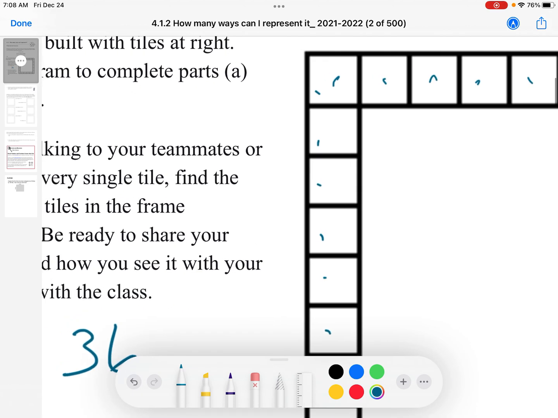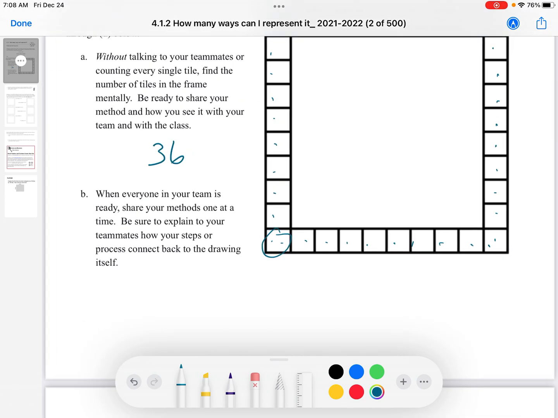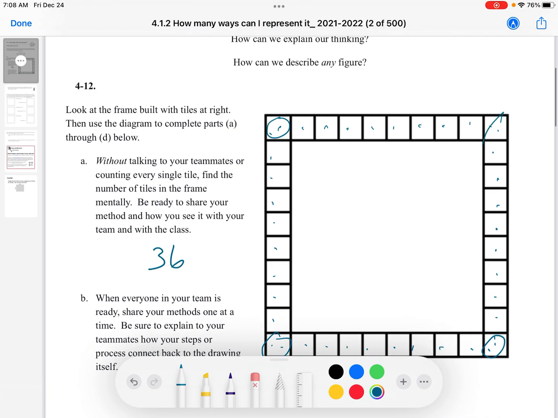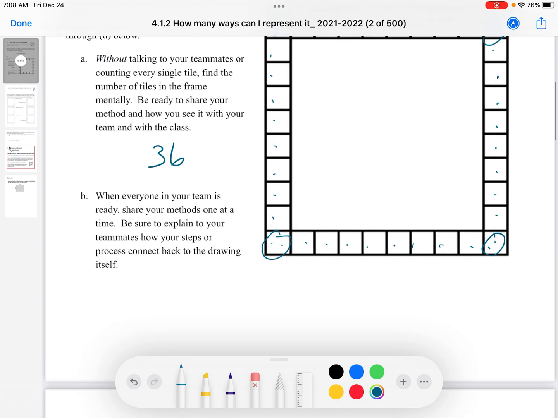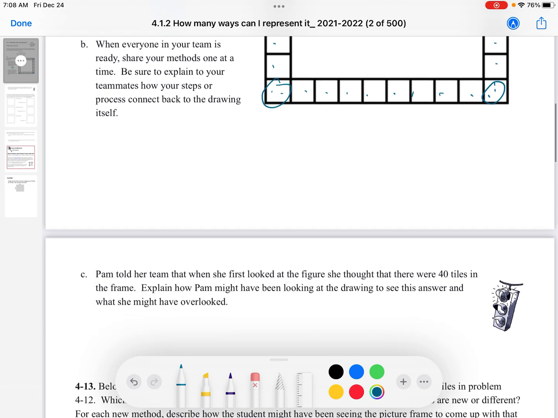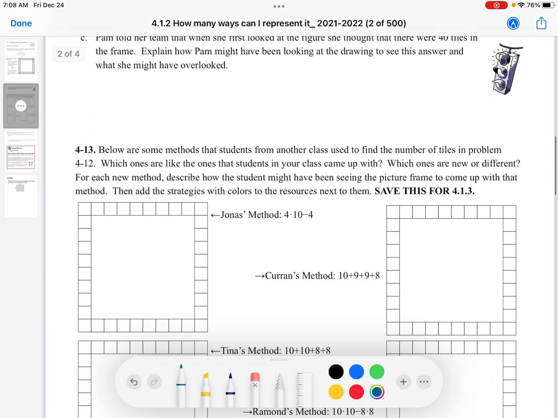But notice she counted this tile twice, this tile twice, this tile twice, and this one twice. And that's not going to work, right? You can't count them twice. So that might be part of her problem.